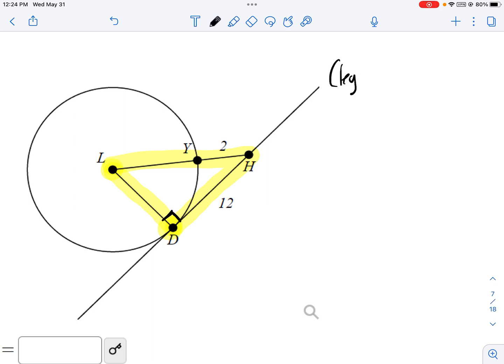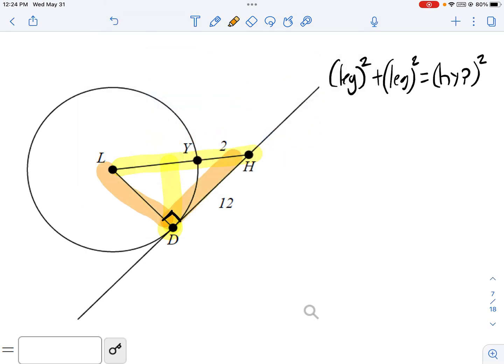And the Pythagorean theorem is that we have the leg of the right triangle plus the other leg equals the hypotenuse, and they all have squares. So leg squared plus the other leg squared equals hypotenuse squared. Now, just be aware, the hypotenuse of any right triangle is going to be across from the right angle. So this is your hypotenuse, and then the two legs are going to be the L to D and the D to H segments. Okay, so how can we use the Pythagorean theorem to help us here?